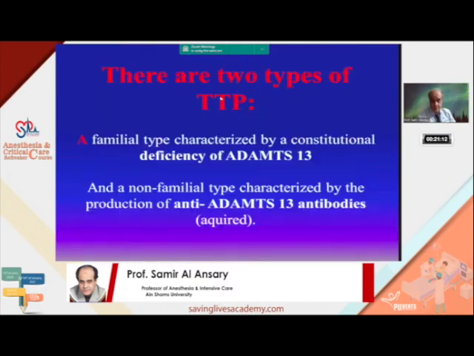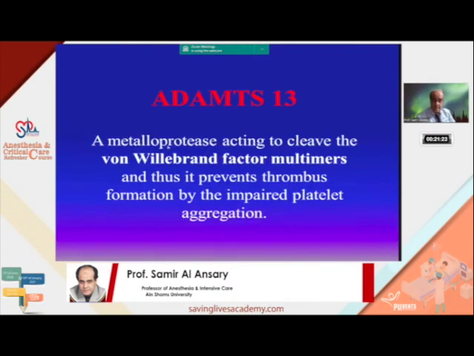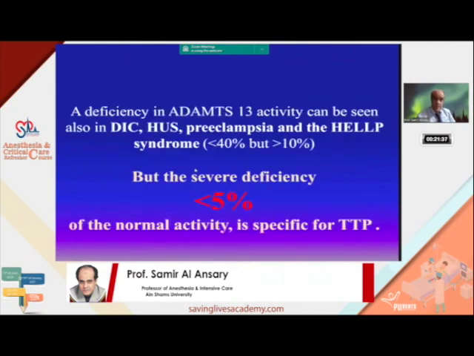There are two types of TTP. A familial type is characterized by constitutional deficiency of ADAMTS13 or autoantibodies against ADAMTS13. ADAMTS13, as I told you, is a metalloprotease acting to cleave and extract von Willebrand factor multimers, and thus it prevents thrombus formation by impairing platelet aggregation. A deficiency in ADAMTS13 activity can be serious, and we can also see it in DIC, in HUS, hemolytic uremic syndrome, in preeclampsia, in HELLP syndrome, in some sorts of severe septicemia.